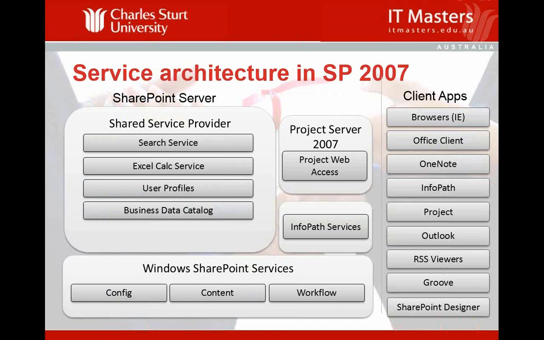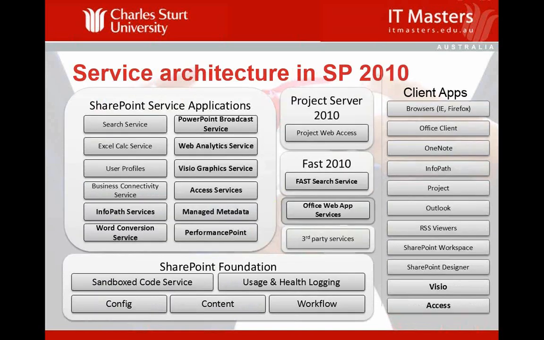You'll see that we've got a big block on the left there for our shared service provider, which is how SharePoint serviced up things like search, Excel, user profiles, the BDC, which sat on top of our basic Windows SharePoint Services for content, workflow, configuration, that sort of stuff. We've got Project, which sat at the side, and InfoPath, which sat at the side, and all of our client tools. So that was how it looked at a high-level architectural view.